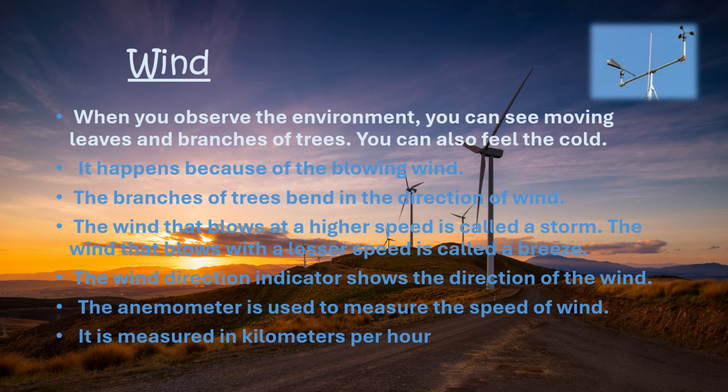The wind that blows at a higher speed is called a storm. The wind that blows with a lesser speed is called a breeze. The wind direction indicator shows the direction of the wind. The anemometer is used to measure the speed of the wind. It is measured in kilometers per hour.